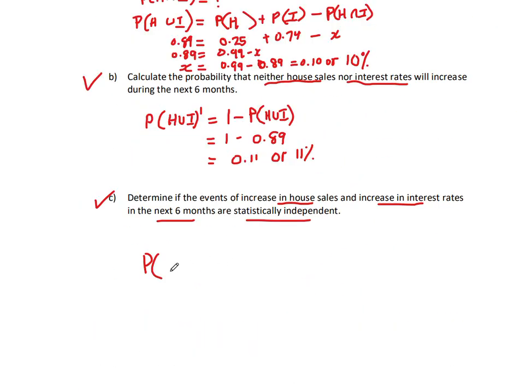So in this situation, we're going to use the probability of H intersect I. If H and I are independent, then the probability of H intersect I would be equal to the probability of H multiplied by the probability of I. Both sides of the equation will be equal if the events H and I are independent. We found earlier H intersect I to be 0.10.